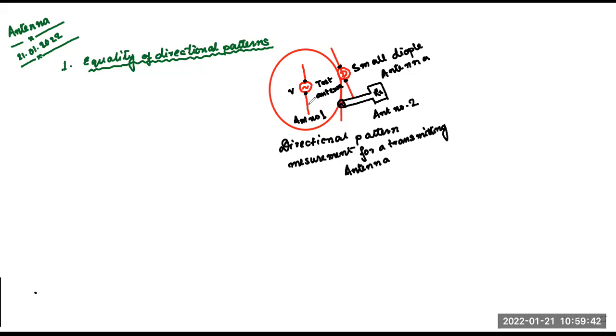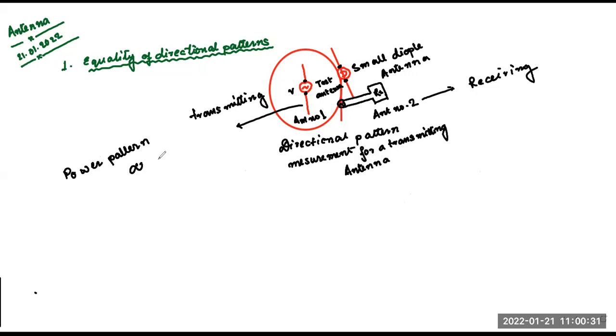So this antenna is transmitting, and this antenna is receiving. The pattern may be either field pattern or power pattern, which itself is proportional to the square of the field pattern. So the power pattern is proportional to the square of the field pattern.